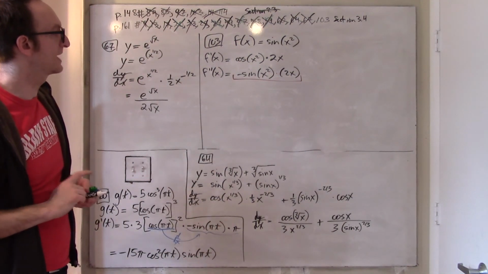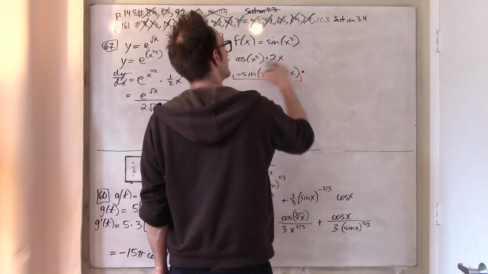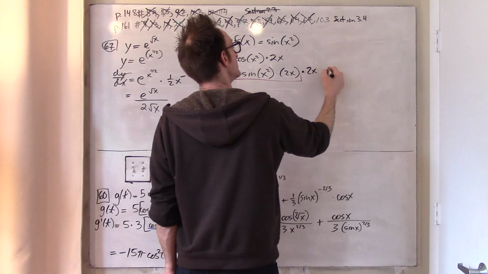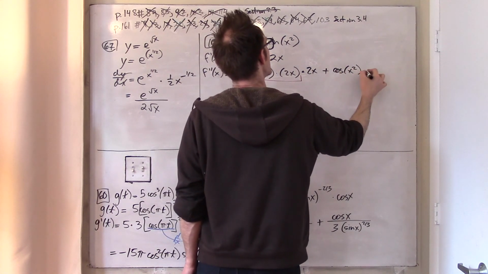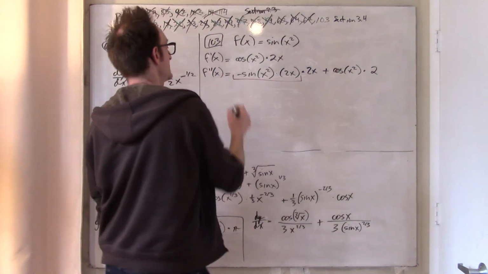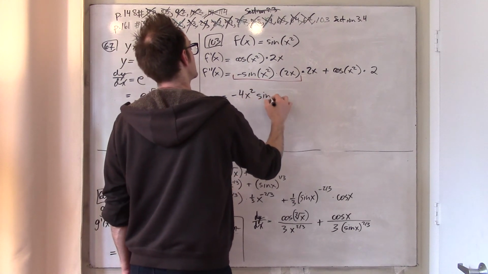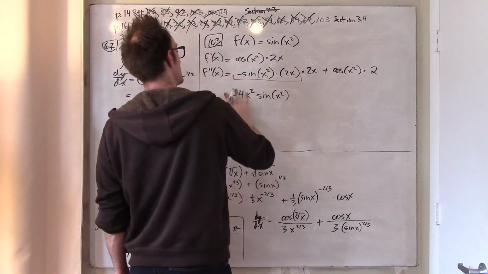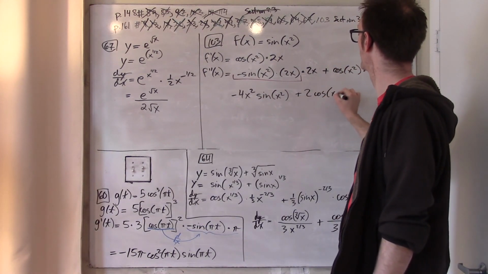So the derivative of negative sine of something back inside, times the second, plus the first, cosine of x squared, times the derivative of the second, which is just 2. So what do I end up with here? Something like negative 4x squared sine of x squared plus 2 cosine of x squared.